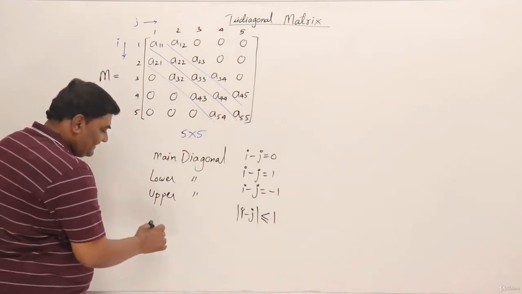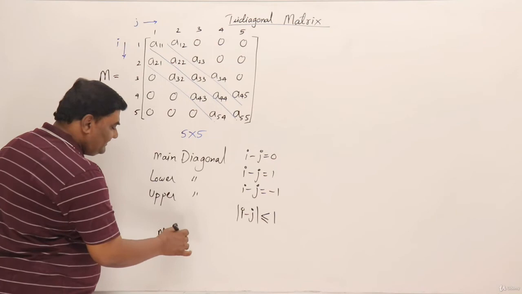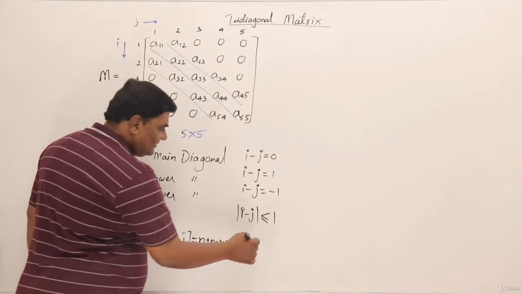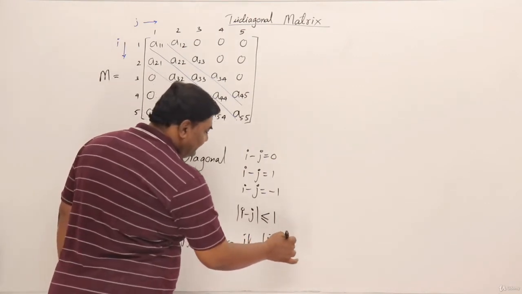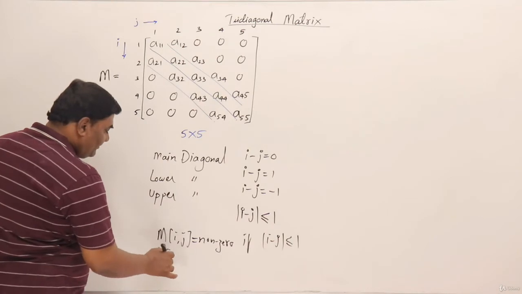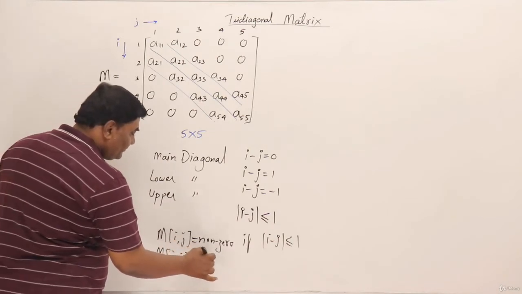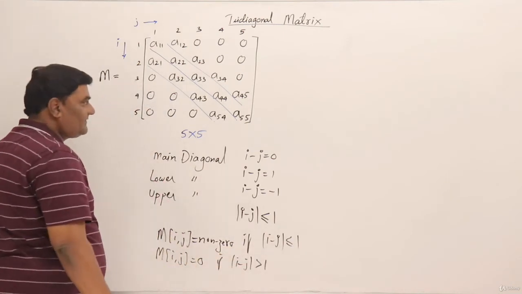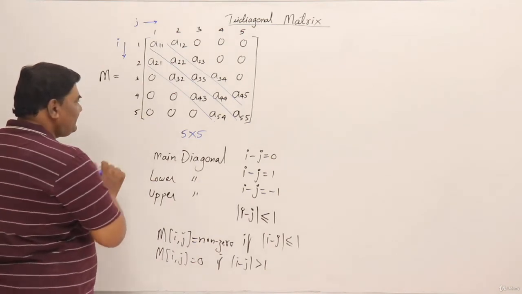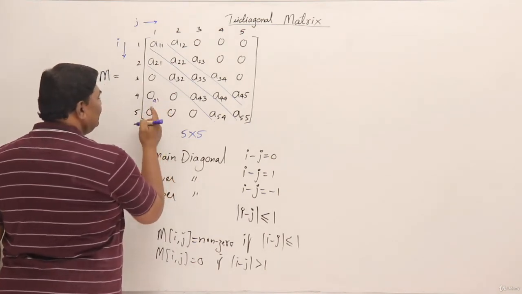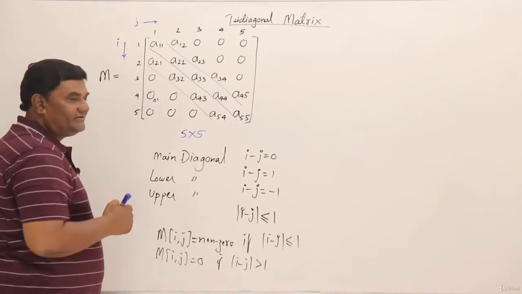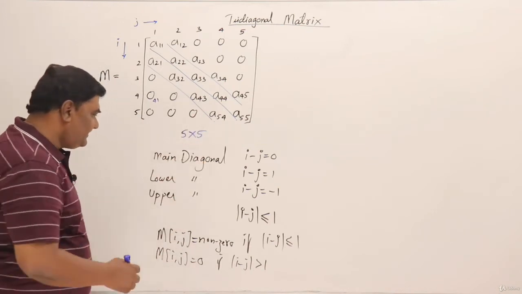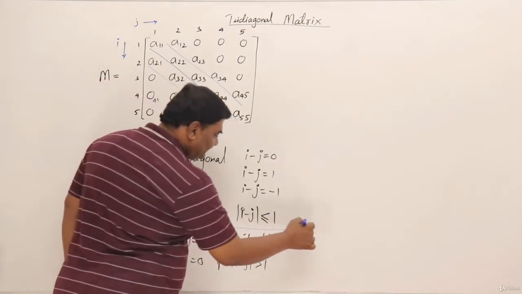So finally, I can say that m of i comma j is non-zero if absolute value of i minus j is less than or equal to 1, and m of i j must be 0 if absolute value of i minus j is greater than 1. So for these elements, if I write the index for this one, this is 4 comma 1. Subtract 4, 1, you get 3. So the absolute value of i minus j is greater than 1, so these elements are all 0. So this is the definition of a tri-diagonal matrix.